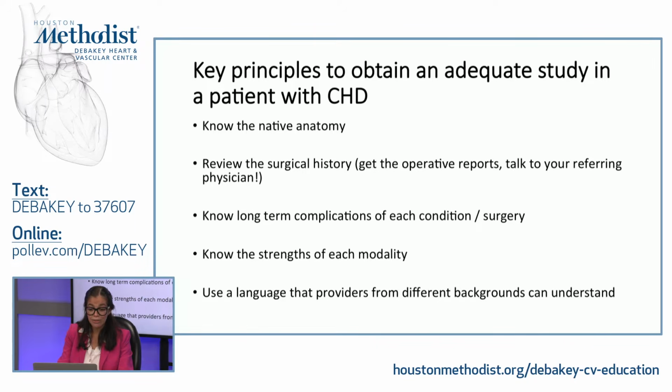And secondly, it's very important to review the surgical history, and we will review that with an example today. We need to try to get the operative reports, and sometimes that can be very hard. If your referring physician is a congenital cardiologist from your institution, you're very likely to find those reports summarized in the notes or scanned into your electronic medical records. So look for them. They're very important because different surgeries have very different long-term complications, and we have to approach our imaging differently depending on those, okay?